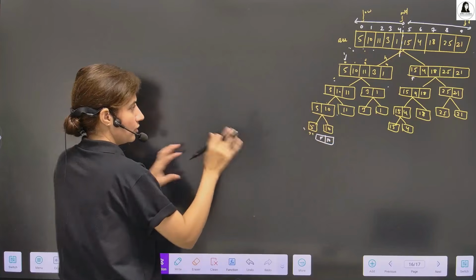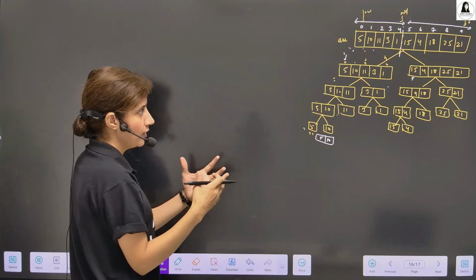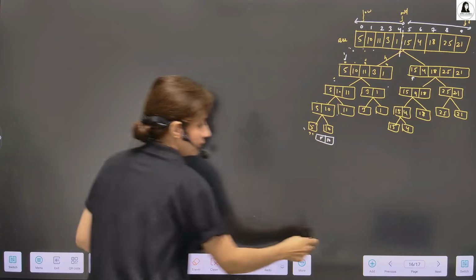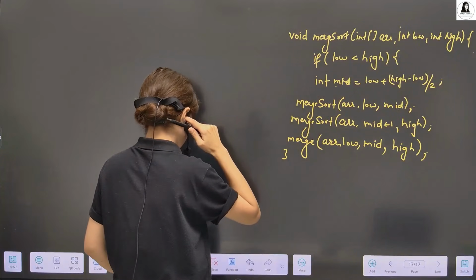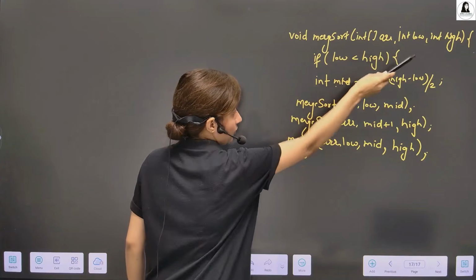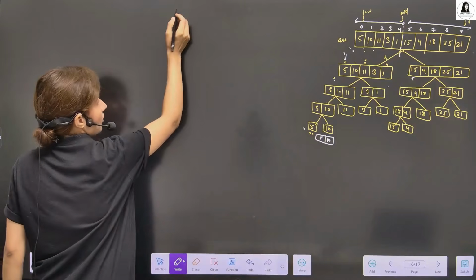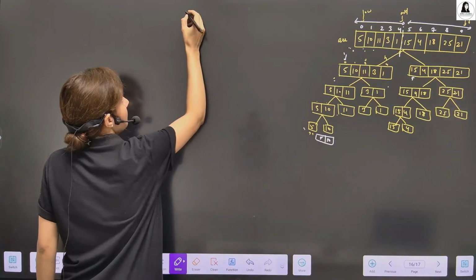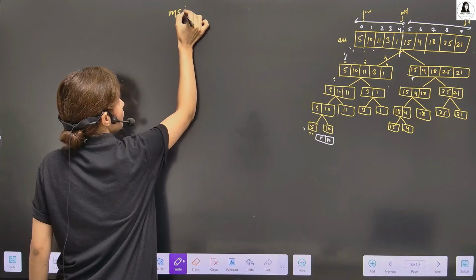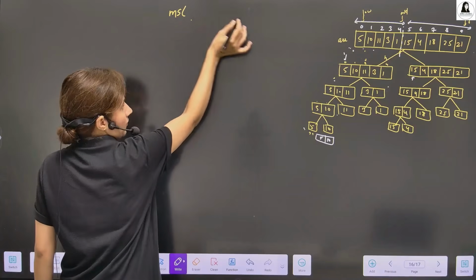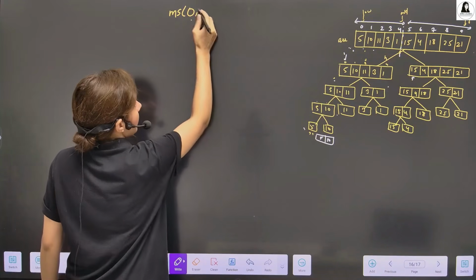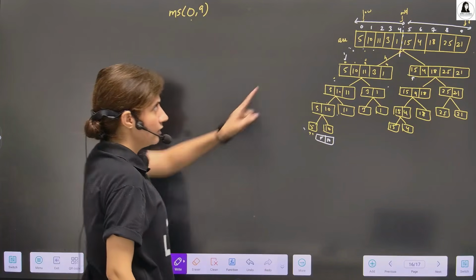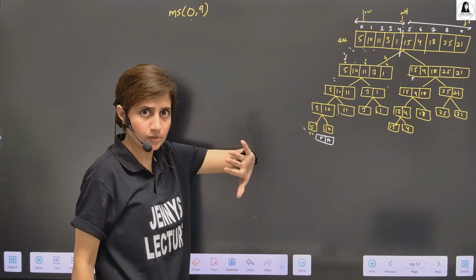Now, let me just draw the recursive tree for you so that you can get it better how the things are working. At first, we call this merge sort. Okay. We pass array, then whatever low and whatever the high. So I'll not write complete merge sort. I'll write simple ms. Merge sort. I'll pass whatever the array, but I'll not write down here array. I'll pass only low is 0 and high is 9. So at first call, this is passed 0 and 9 at first.